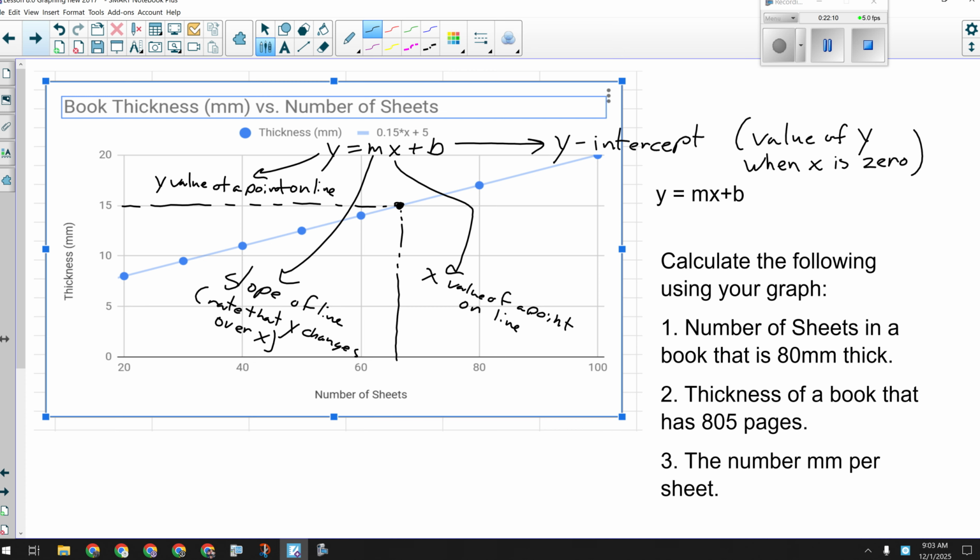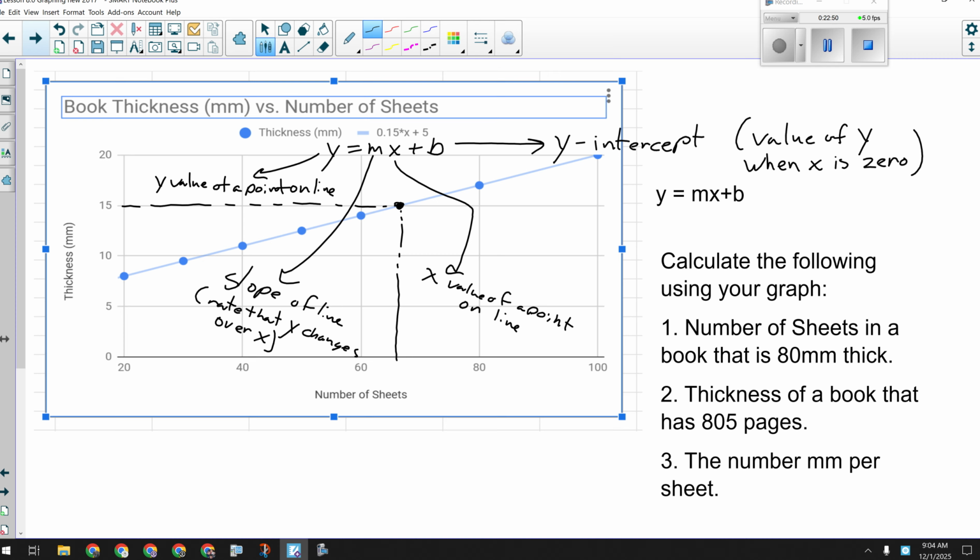It's also useful if I want to extrapolate. Extrapolate means I want to calculate the thickness of a book that is beyond 100 pages. This graph only goes up to 100 pages, but if that line holds true, I could, as we're going to do in question number 2, calculate how thick a book with 805 pages would be, based on the relationship that's on this graph. So y equals mx plus b allows us to calculate values we didn't plot and values beyond what was plotted, so beyond the graph.